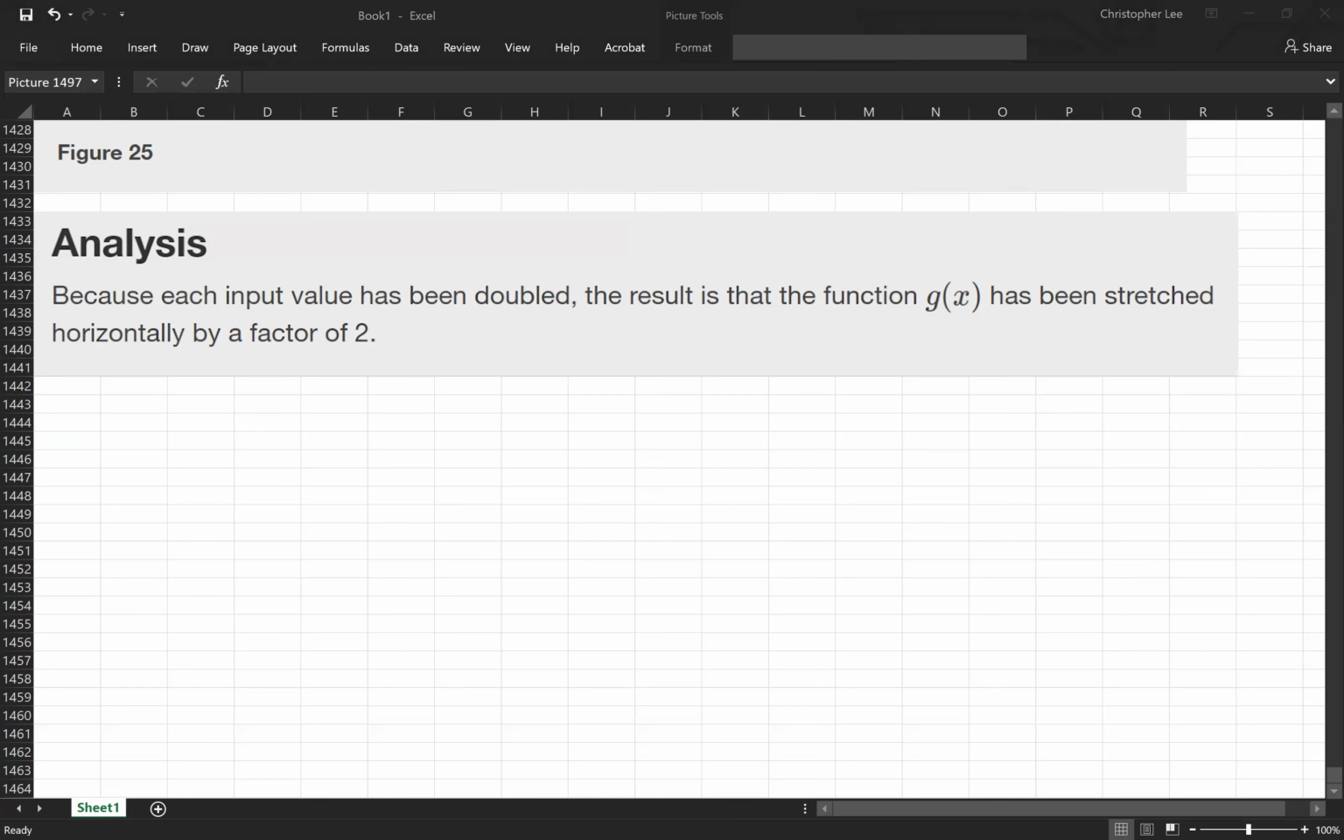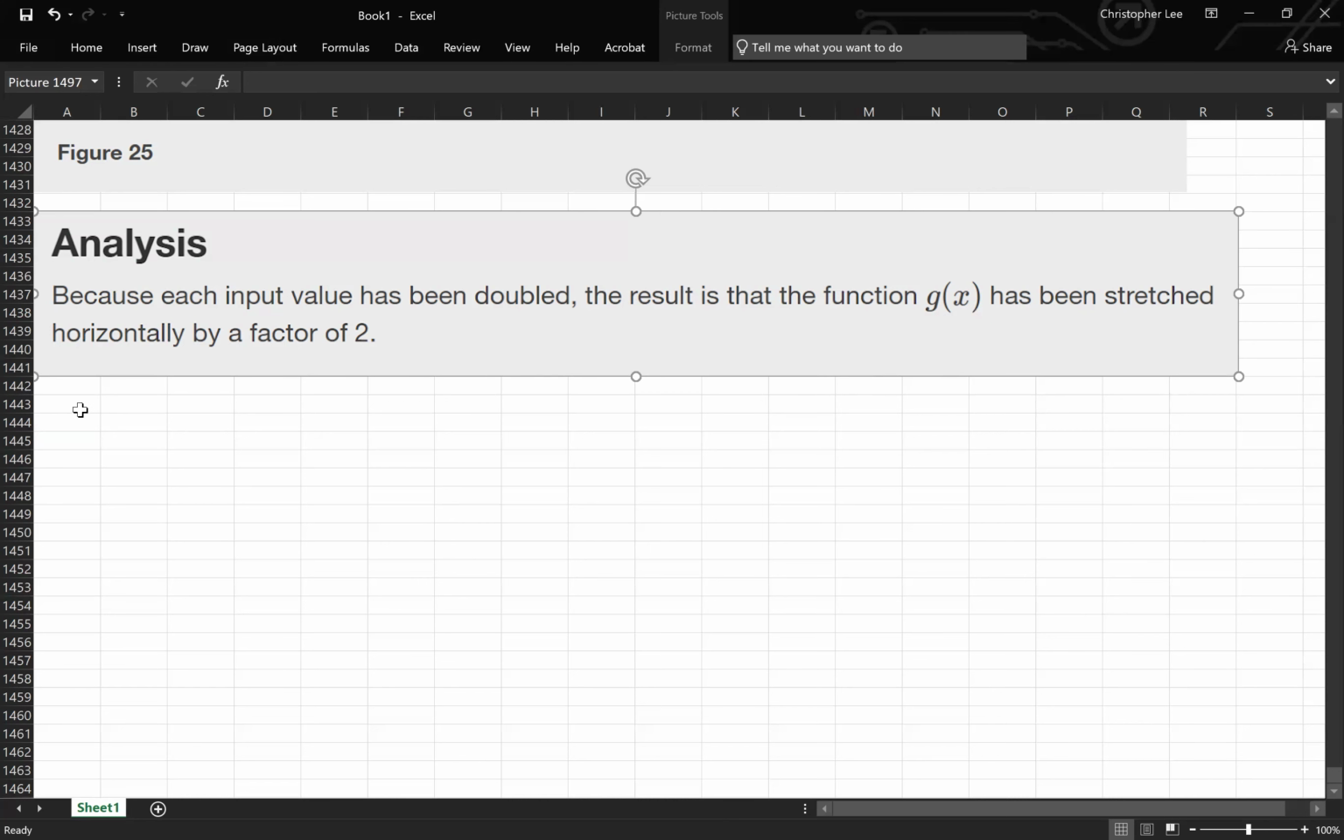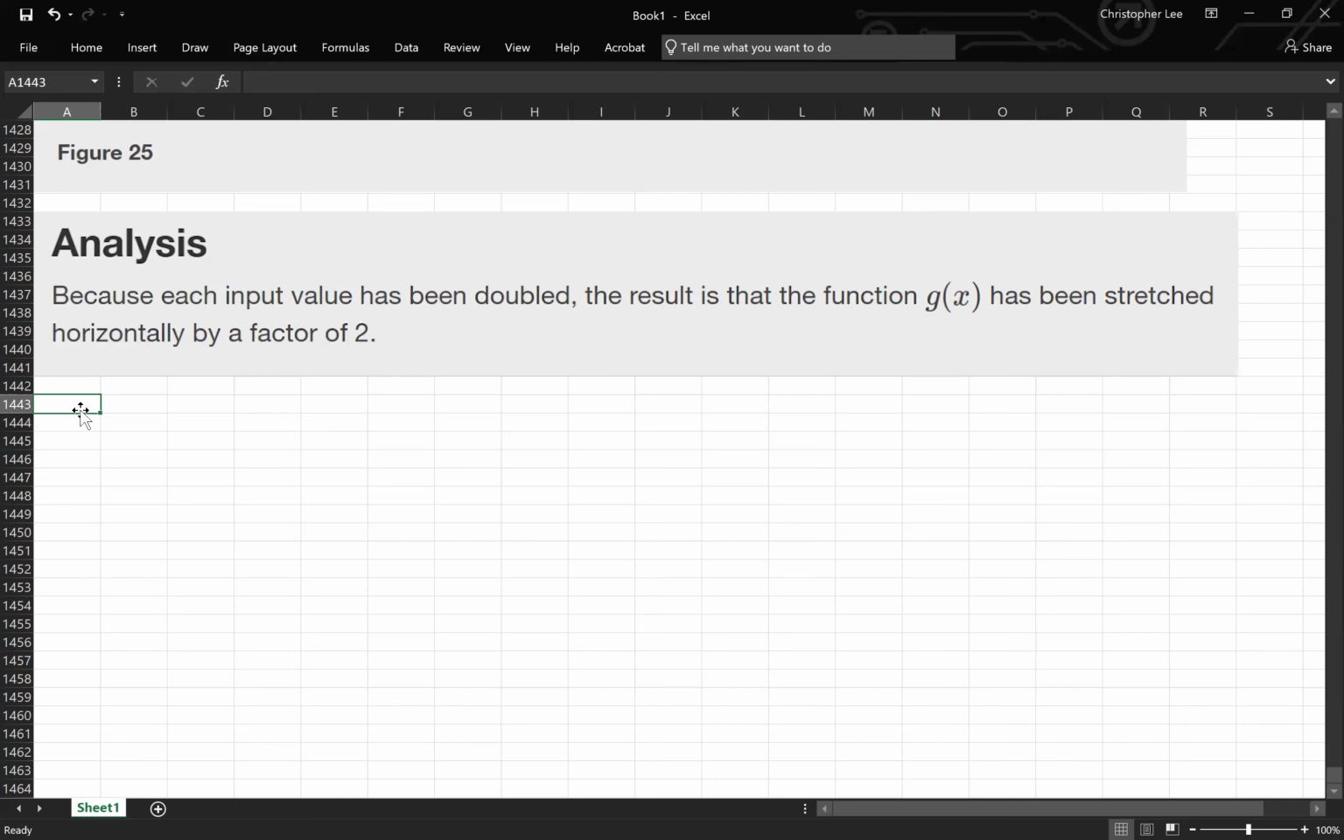All right, last thing for tonight. The x's are what's stretching. Before, I was able to get to the y value with just 1, but now I have to go to 2 just to get to that same y value. That's the stretching that's going on.